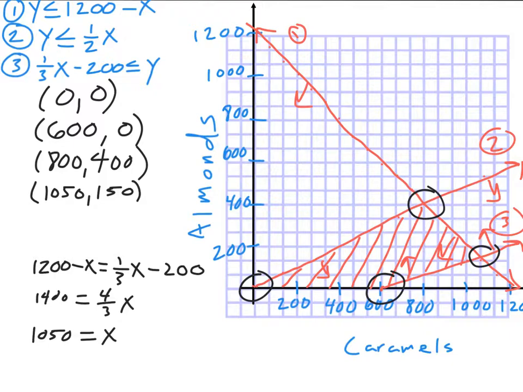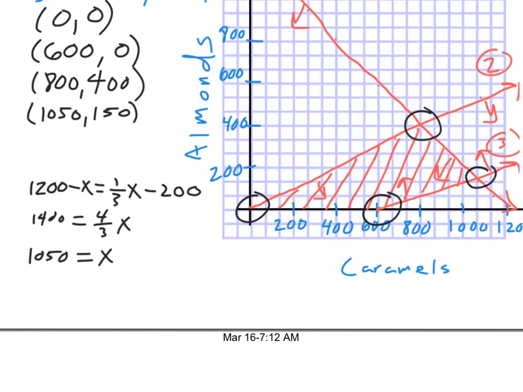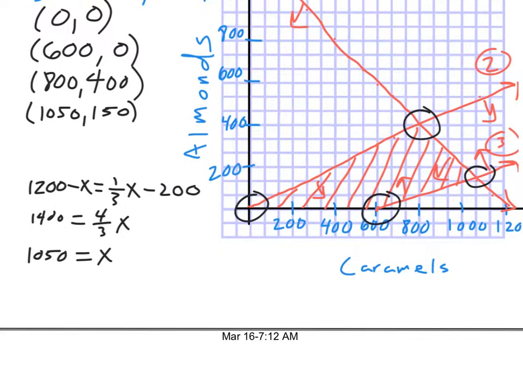Now, the better your graph is, the less you will have to do that, and there's no guarantee that you'll have to. So the more accurate your graph, the better. But do keep this in mind: if you can observe it from the graph, go for it. But I'm expecting that you have the exact corner point. So if you ballpark it from the graph, I'm expecting you come up with 1050, 150 exactly.